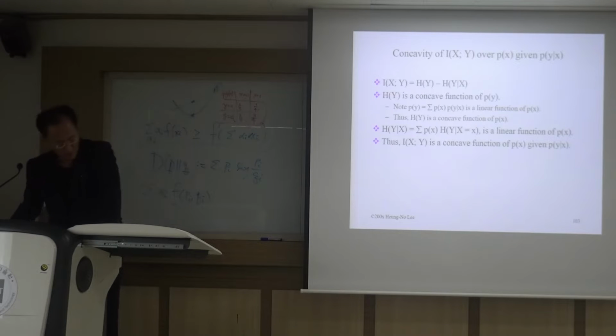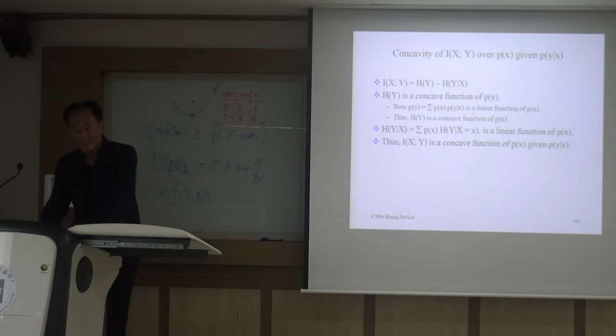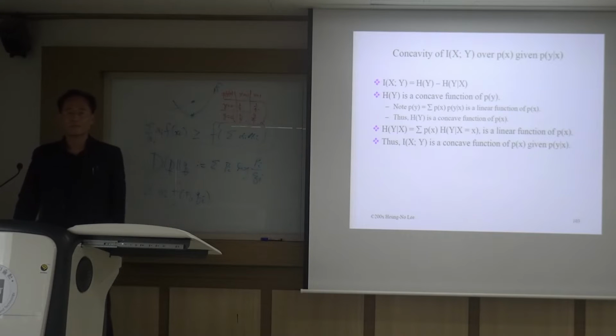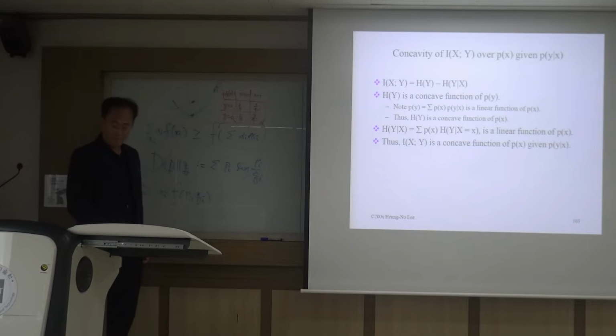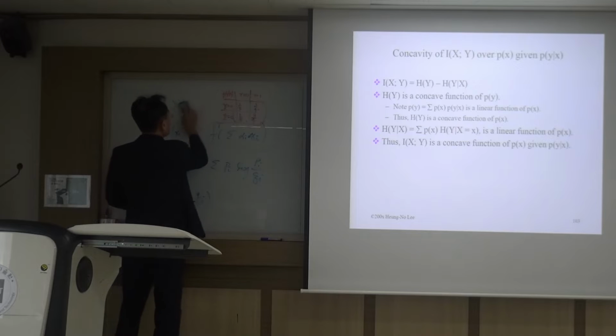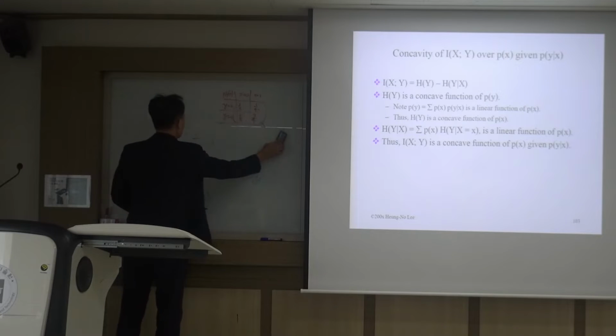So how do we show this? Maybe it is right, but if we wanted to prove it by ourselves using the technique that we learned so far inside the class, okay? So how should we do it? What is the first thing that you have to do? First step. What is the first step? P of y given x is given to you, right?